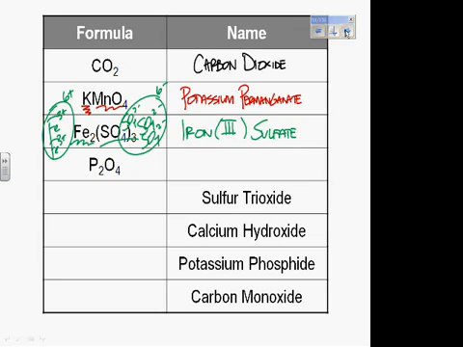Then we get down to this next one. We have got phosphorus and oxygen, both of which are nonmetals. We have got a covalent compound here, so we're going to use the prefixes for this one. We have 2 phosphoruses, so we have diphosphorus. And then 4 oxygens would be tetraoxide.